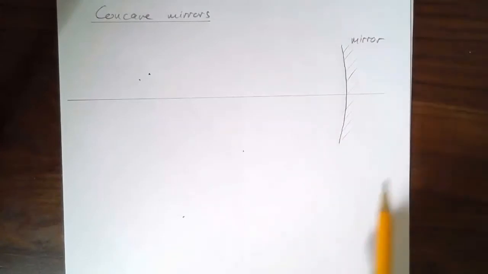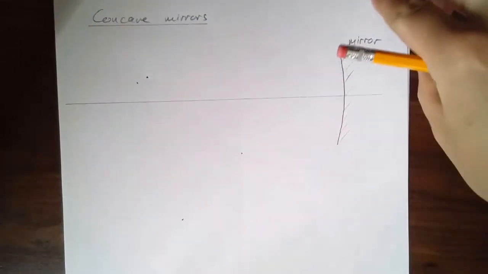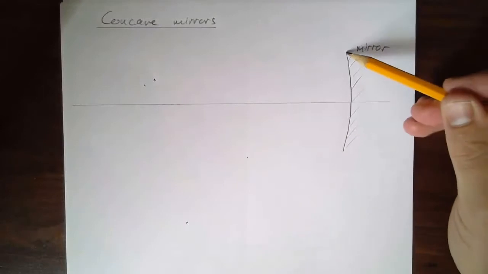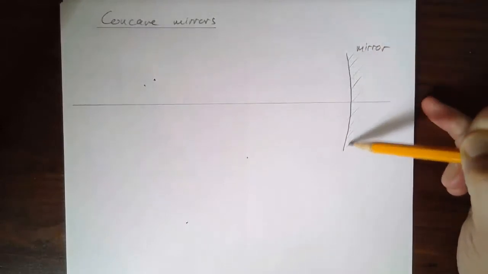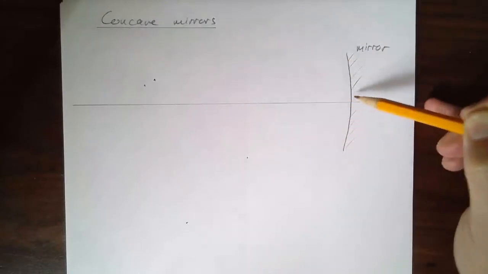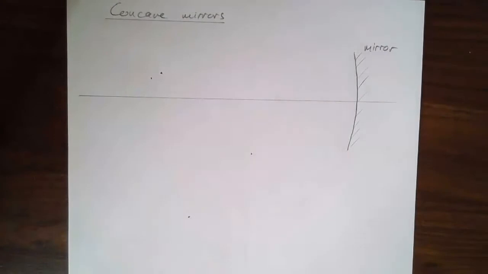There are going to be concave and convex mirrors and lenses, and it's hard to not confuse the two. It's one of those 50-50 things, yet you always forget which one it is. I think of the concave one as a bit like a cave. You can go on the inside. It bends in the way that you can go inside it. I don't know if that helps. Okay, so what happens with those?